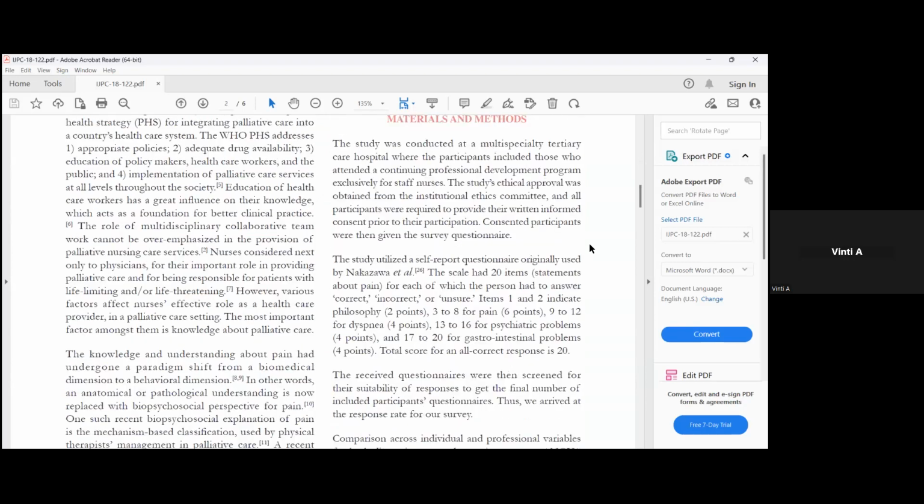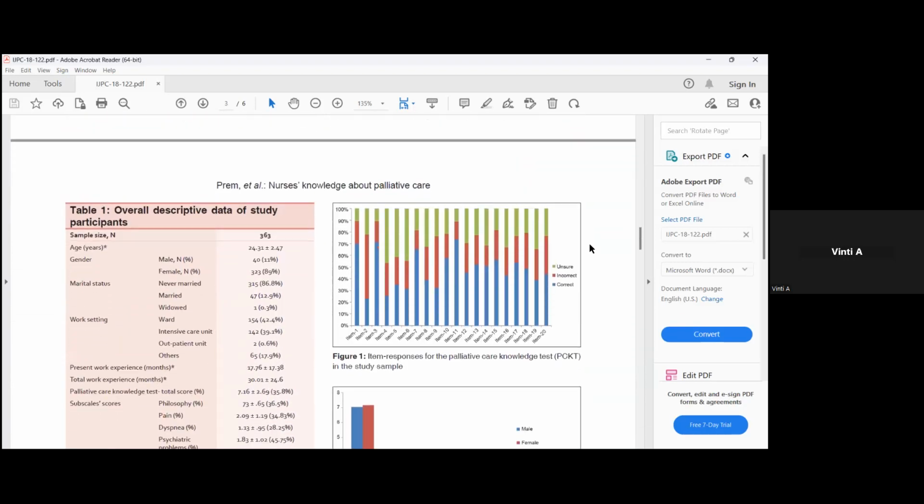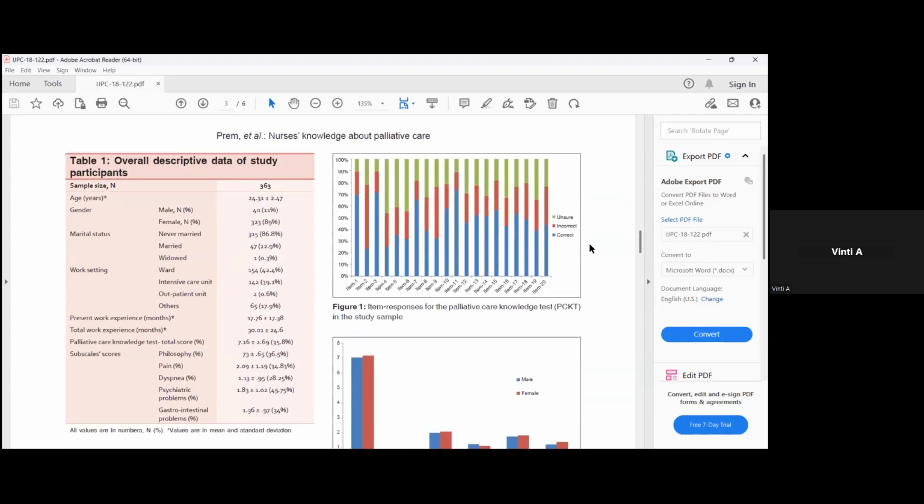I won't get into anything else. I am just going through some of the descriptive knowledge. You can see out there, this is the overall descriptive study of study participants. They have written the age, and the total sample size is n.